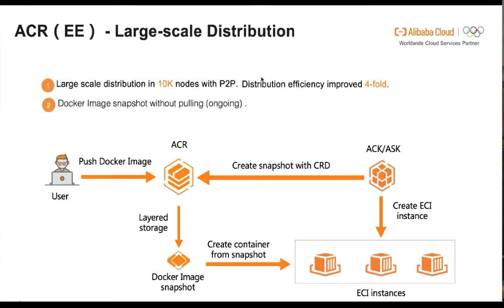The idea is you can leverage a concept called peer-to-peer distribution, which means every node in your distribution network can be the one trying to pass down the information to the others, which will greatly improve the efficiency of the distribution. So our ACR Enterprise Edition supports this kind of large-scale distribution capability. Okay, you remember this is a very important feature.